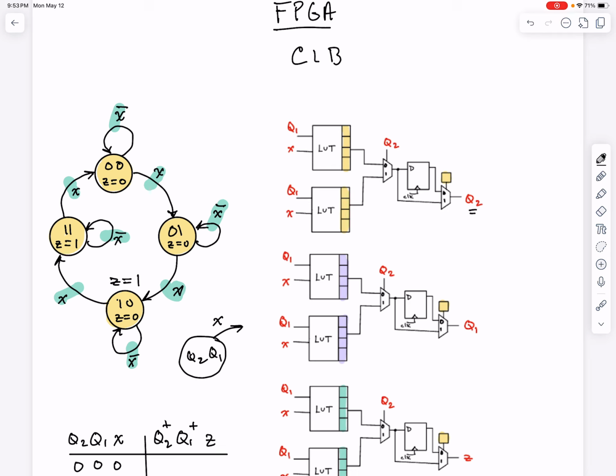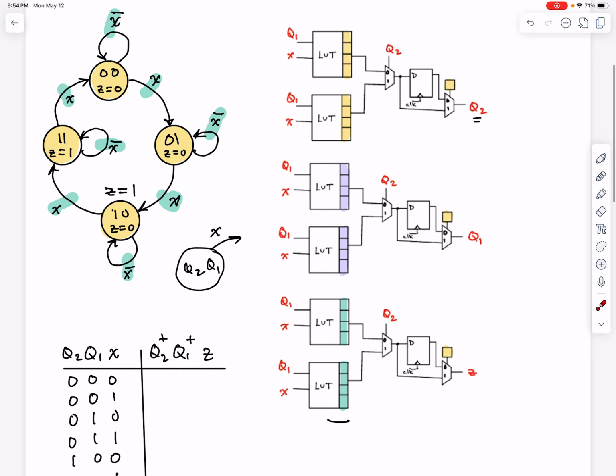So we start in 0, 0, and when x is equal to a 1, we move to 0, 1. When x is equal to 1 again, we move to 1, 0, then 1, 1, and back to 0, 0. When x is 0, we just loop back to the original state. So on all x's that are equal 0, we loop back. All right, so a simple counter.